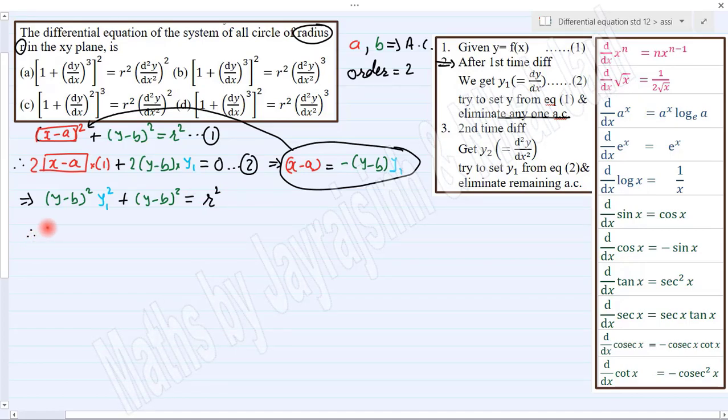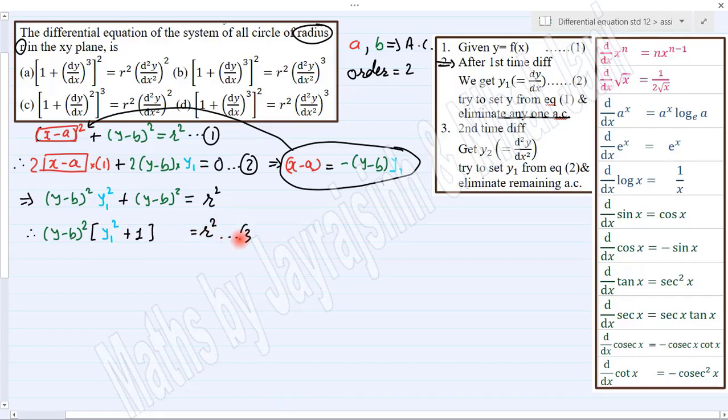In further simplification, we can take (y minus b) the whole square common. So we will get (y minus b) square into (y1 square plus 1) is equal to r square. Let's say this is your third equation, the simplest form of the equation in y1. Now we are ready to move on from the third equation.